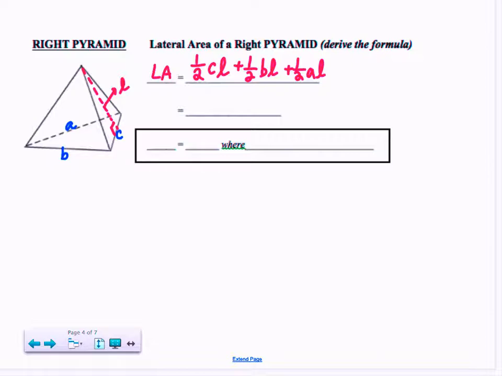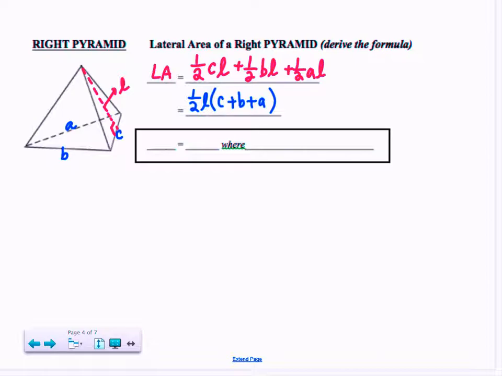Again, remember what I'm trying to do here. I'm trying to create the formula for you. Where does it come from? Well, using my algebra skills, I see a GCF of 1/2 L in each of those terms. What's left behind is a C plus a B plus an A.